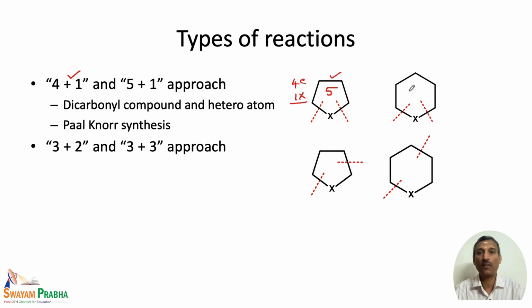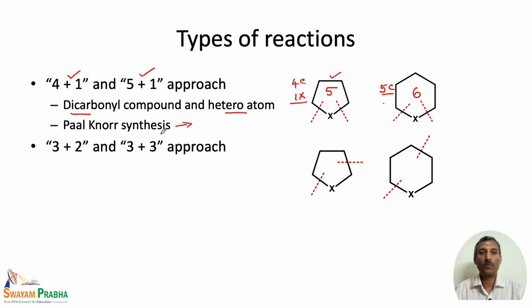When we extend the same for the 6-membered heterocycle, it is going to be a 5 plus 1 system. So 5 carbons come from one unit and the one heteroatom comes from outside, or from another substrate. So that is how we have another approach, which is a 5 plus 1 approach. Basically, when we talk about the 4 plus 1 or 5 plus 1 approach, we mainly use dicarbonyl compounds and the heteroatom. Paal-Knorr synthesis and other syntheses are examples of this.